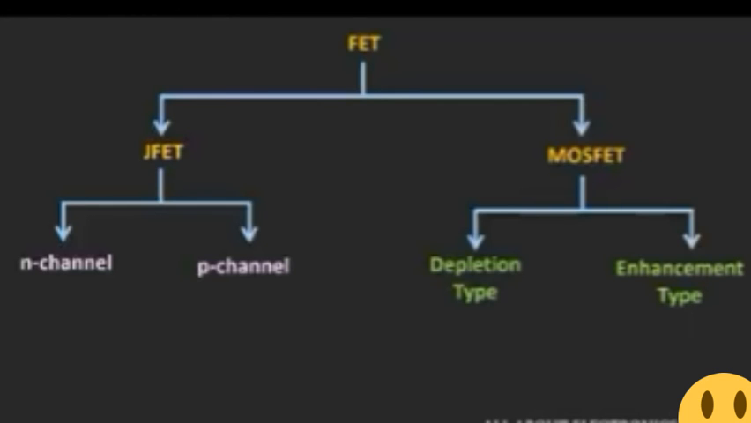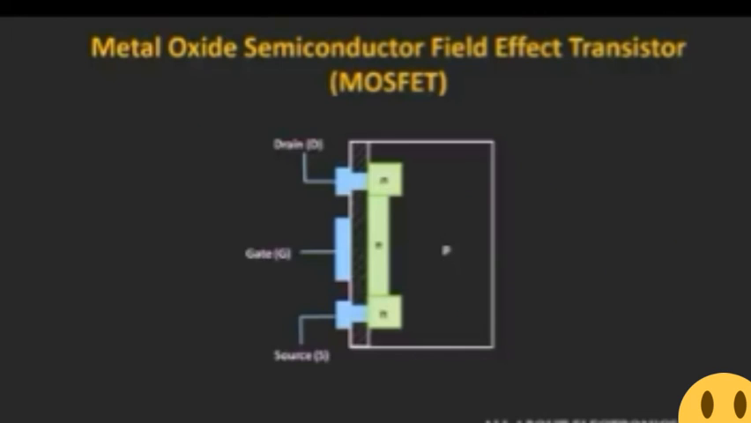Now this MOSFET can be further classified into two types, the depletion type and the enhancement type. Let us understand briefly about these two types. When we apply a voltage at the gate terminal, the electric field can either deplete or enhance the number of charge carriers in the given channel. If by application of the voltage the number of charge carriers gets depleted in the channel, then it is known as a depletion type of FET, and if the number of charge carriers increases, then it's known as an enhancement type of FET.